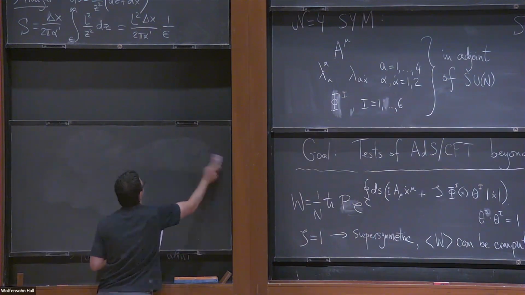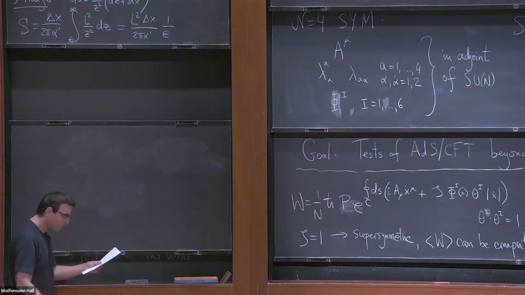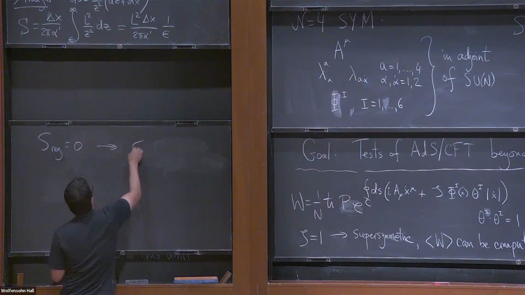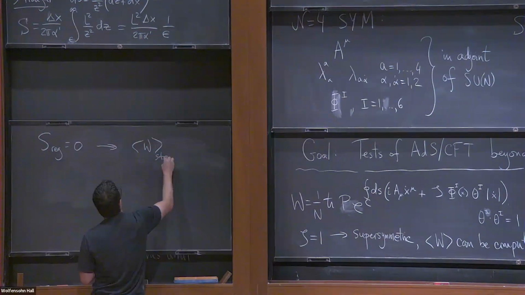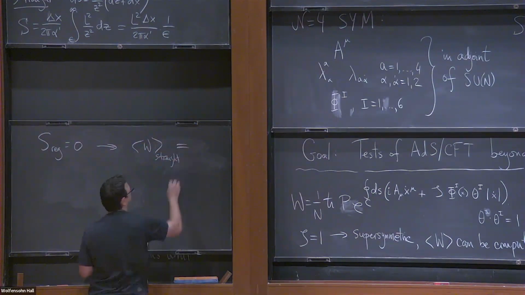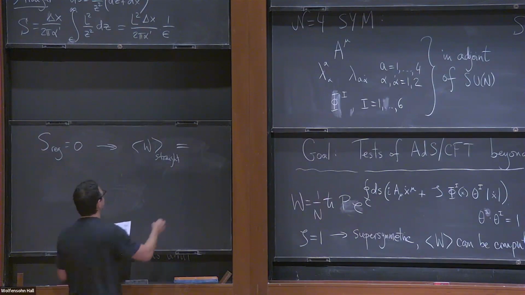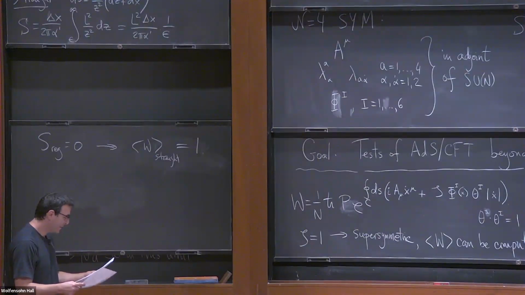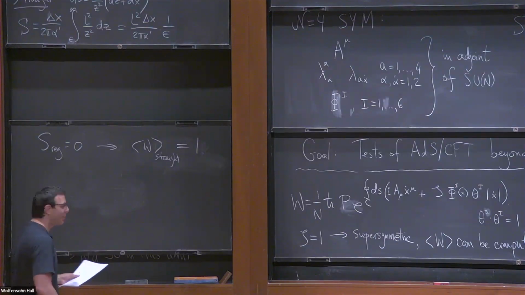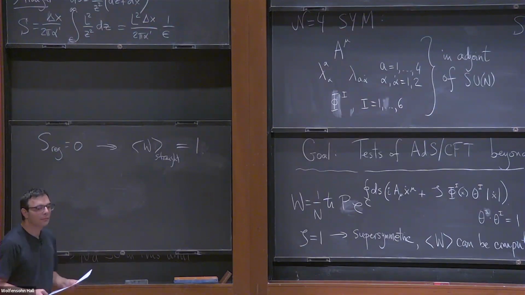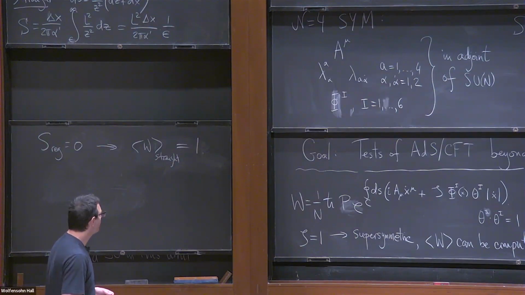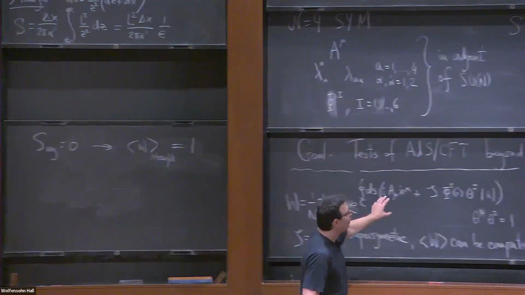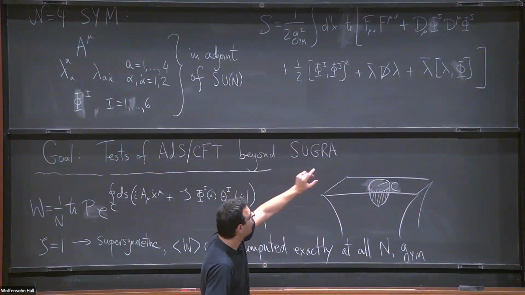So the expectation value of the straight Wilson loop is regularized 0, so the expectation value of the straight Wilson loop is 1. Good. Let's do the same computation for the circle. Sorry? This is the field theory definition. In AdS/CFT, the way we compute it is by that formula that includes the 1 over.